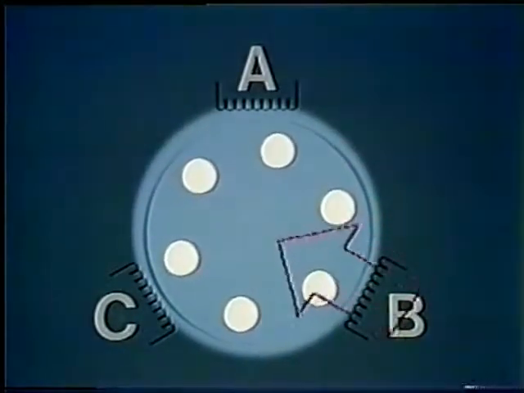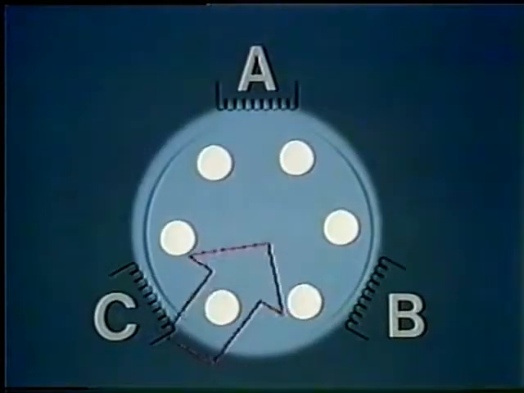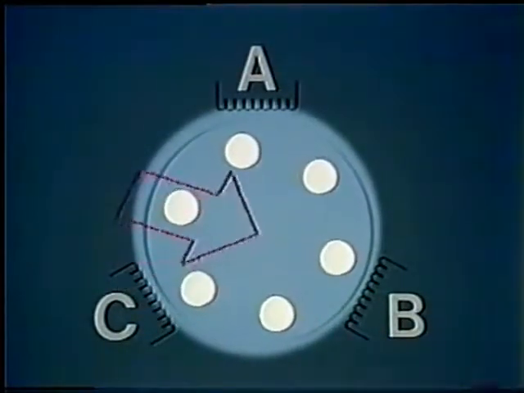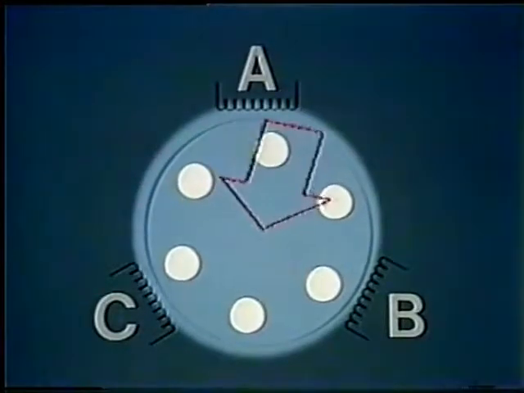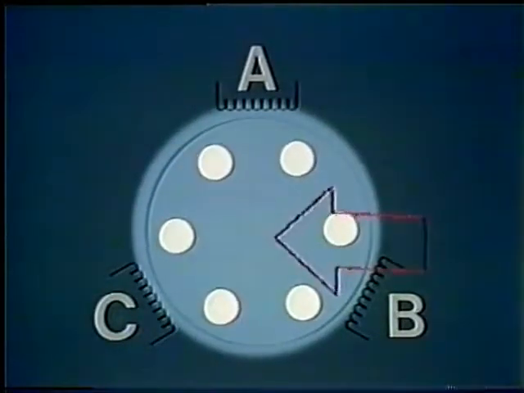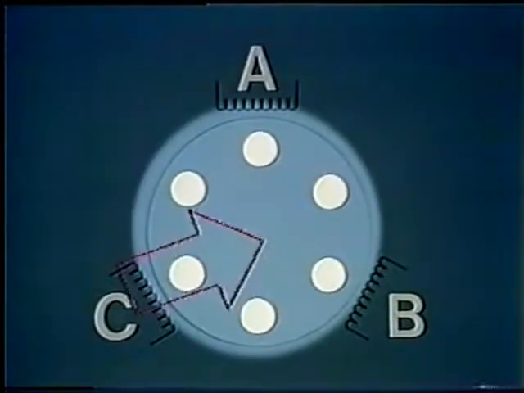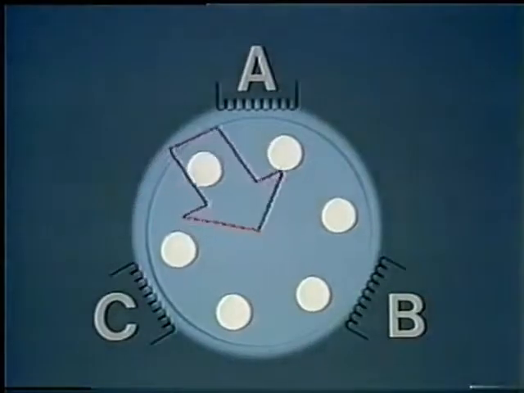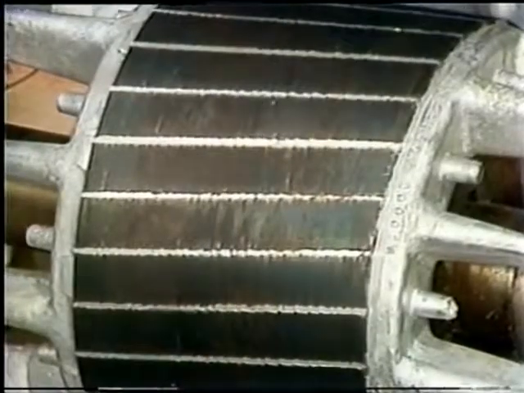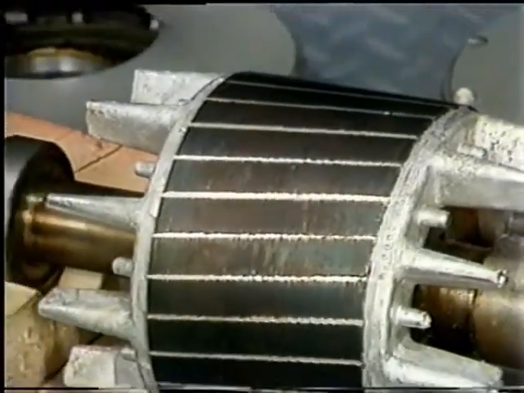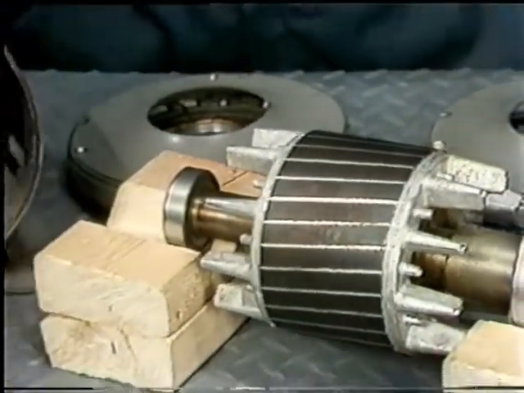It will turn in the same direction that the magnetic field of the stator is moving, but slightly slower. The different speeds maintain the relative motion between the stator field and the rotor. This relative motion is necessary for a voltage to be induced in the rotor. Now that we've gone over the basic operation of a three-phase squirrel cage induction motor, we're ready to look inside. I've disassembled a small motor so that you can clearly see the parts.